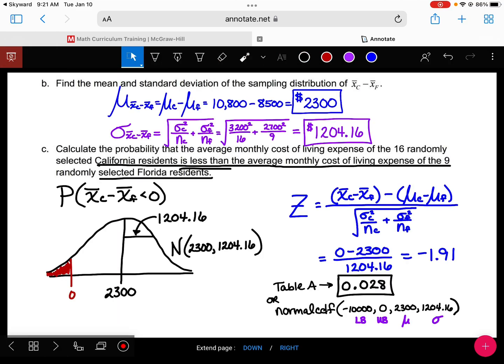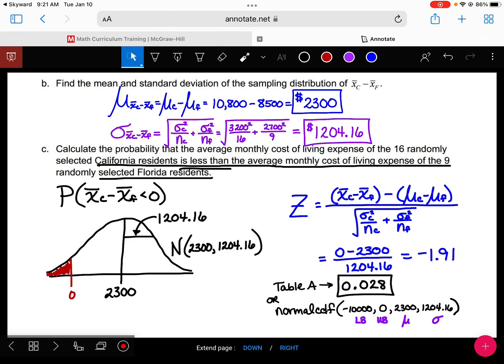0.028, yes. Whether you look it up on table A or you pop that into the calculator. Yep. Nice work, guys. So about a 2.8% chance, or 2.8% probability, that it is cheaper for an individual to live in California than in Florida.